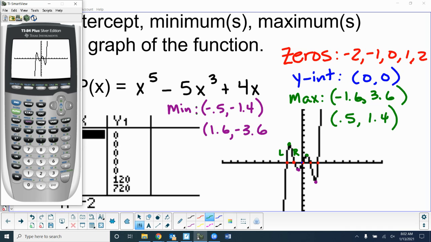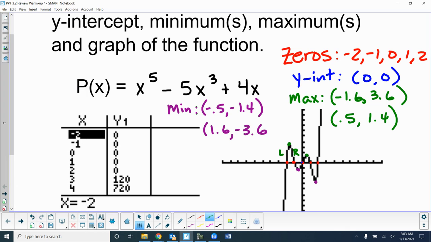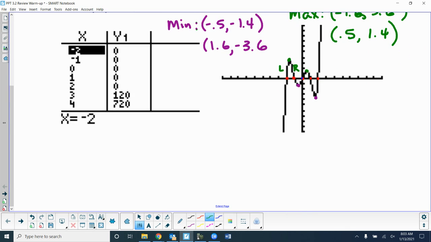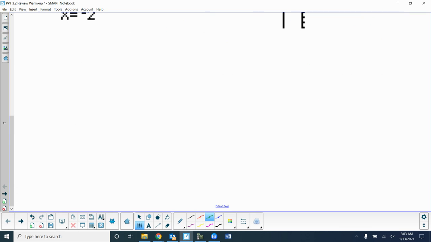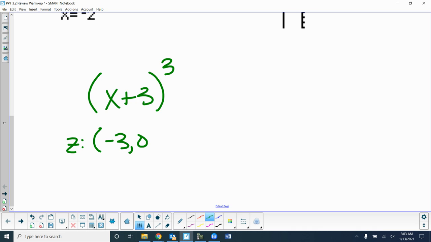You guys remember when it crosses and bounces? What do you look at? Left, right, center? Even or odd, right. So if I had x plus 3 cubed, my 0 is what? What's the 0? You need to tell me the 0. Negative 3, thank you. And then when it's odd, it crosses. It crosses when the exponent's odd. All right?